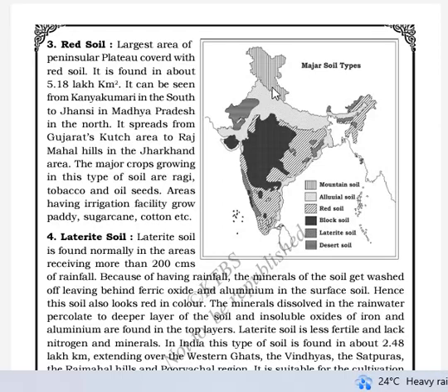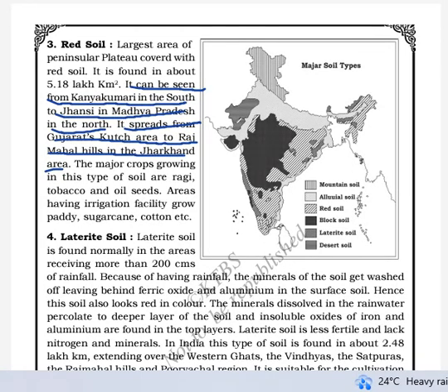Means in the north part of India, in the south part, in the east part, and in the west part of India, everywhere we can see the red soil is present. So this is very important that you have to underline over there. It is found from Kanyakumari in the south to Jhansi in Madhya Pradesh in the north. It spreads from Gujarat's Kutch area to Rajmahal Hills in the Jharkhand area.